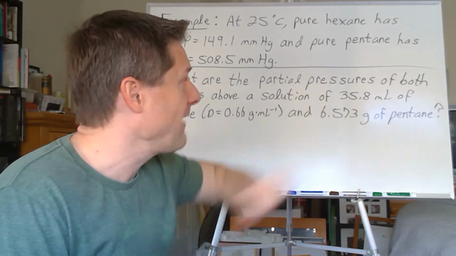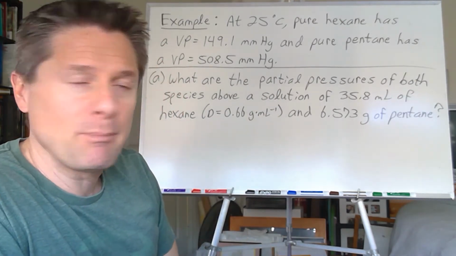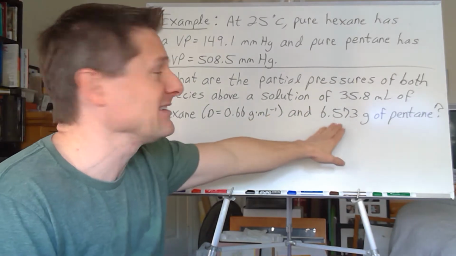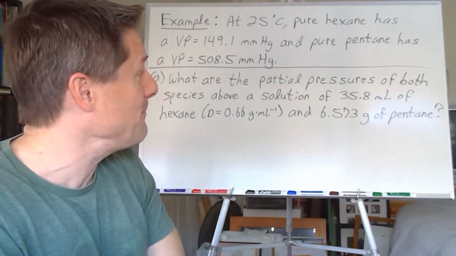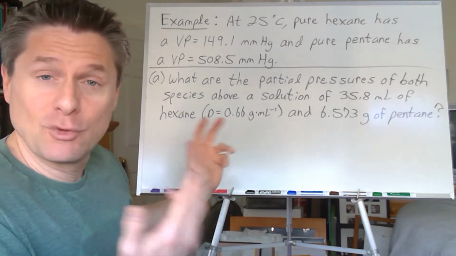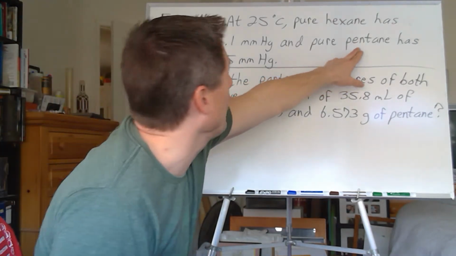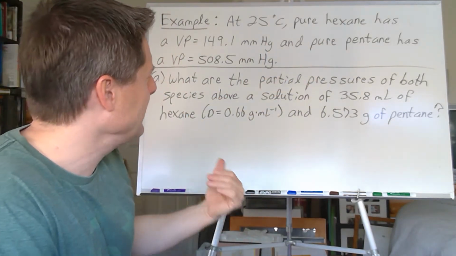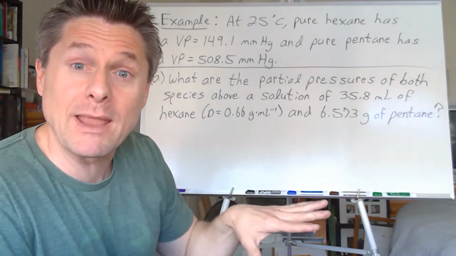So take 35.8 milliliters of hexane, mix it up with 6.573 grams of pentane. Obviously, this one I'm giving you a volume and a density. This one I'm giving you a mass, so I can hit you with a curveball and a fastball at the same time. So remember, we're dealing with a mixture, and we're going to be assuming this is an ideal mixture. So let's take a look. First thing, we need to know the identities of the formulas of pentane and hexane. We don't really need it for hexane, but we need it for pentane because we need the molar mass to get from grams to moles.